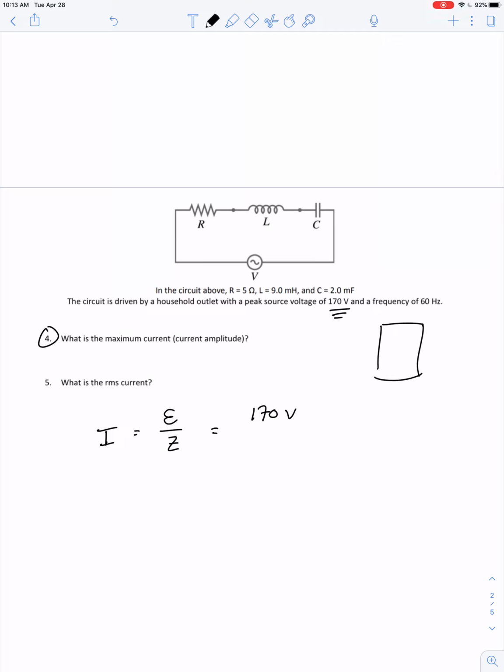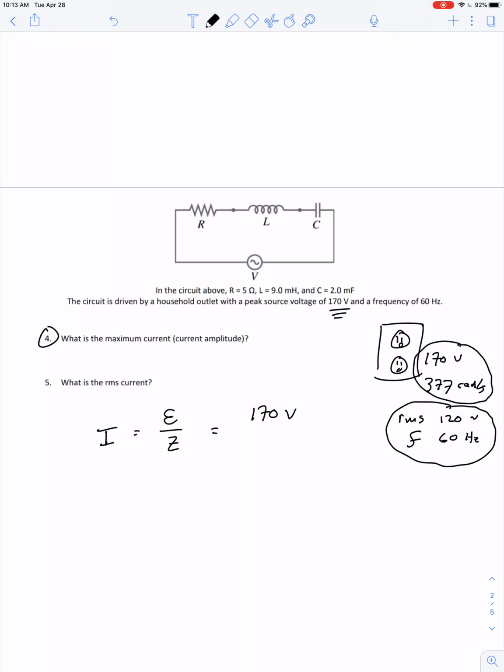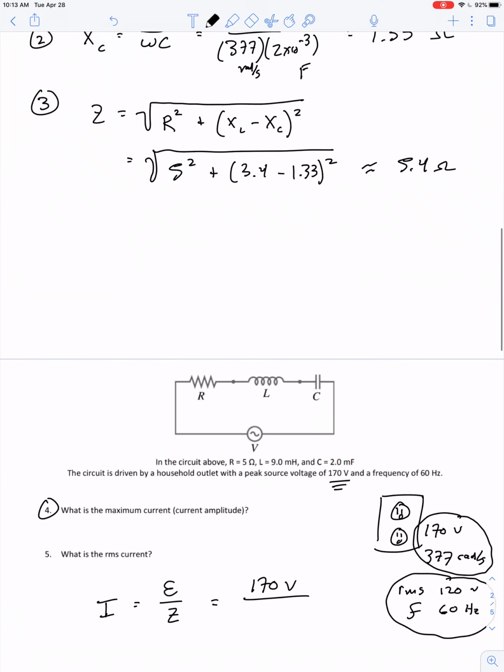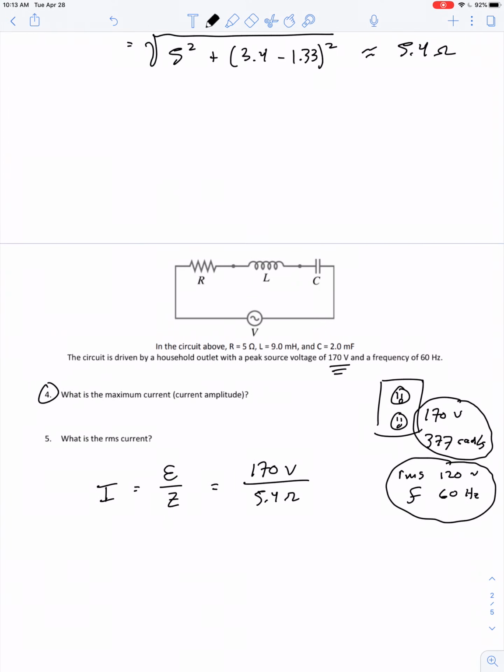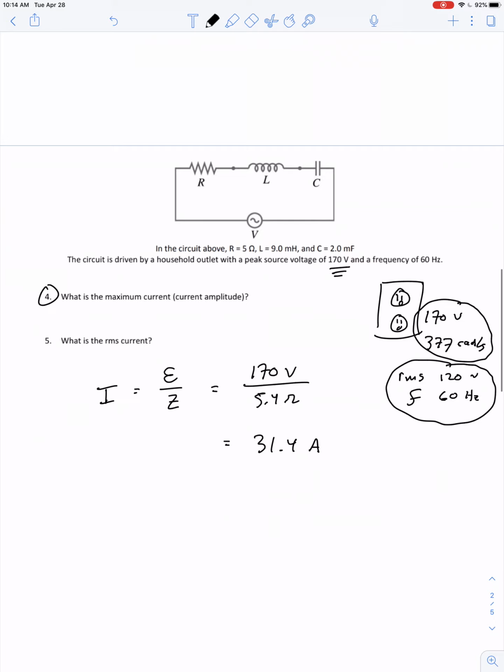Again, these are the values of the AC electricity that we have in a standard household outlet. 170 volts peak value at 377 radians per second corresponds to an RMS voltage of 120 volts and a standard frequency of 60 hertz. So you're probably more familiar with these expressions for household, but they correspond with the values shown above. So 170 volts divided by 5.4 ohms gives 31.4 amps.